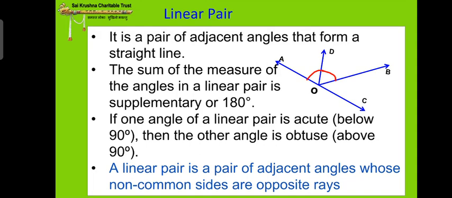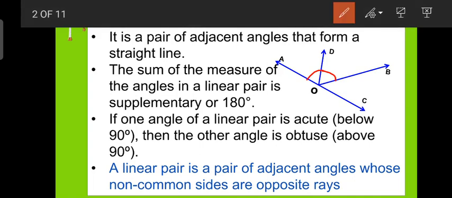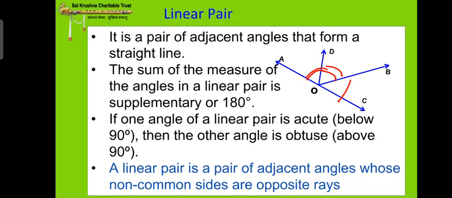So, linear pair means a pair of adjacent angles. It cannot be just one angle or two angles like that, it can be many also, when the adjacent angles form a straight line. Linear pair is equal to straight line. You just think like that. Here, see how many angles form the straight line. This is one angle, this is another and this is another. So, three angles, when you add all of them, you get a straight line, right? So, these are a linear pair.